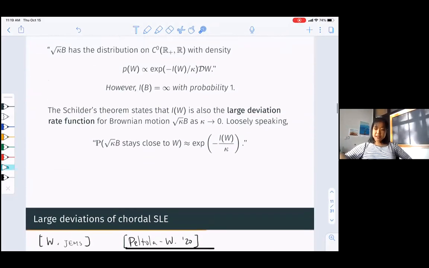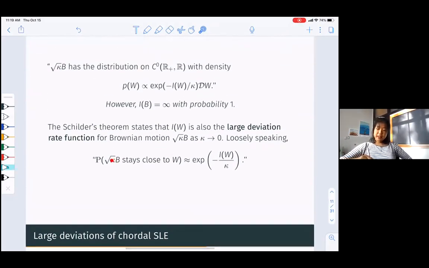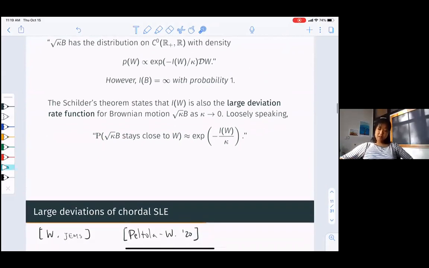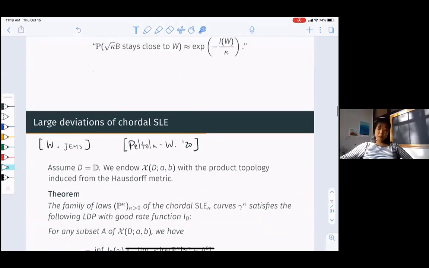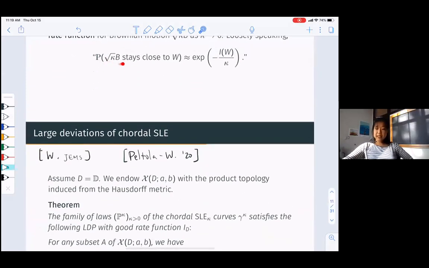So just using this interpretation, and assuming that we can apply the Loewner transform to both of the functions, here you get SLE, and then here you get a finite energy Loewner curve. And we would like to say that the probability of SLE staying close to a certain deterministic curve decays with a rate function given by the Loewner energy of this curve.